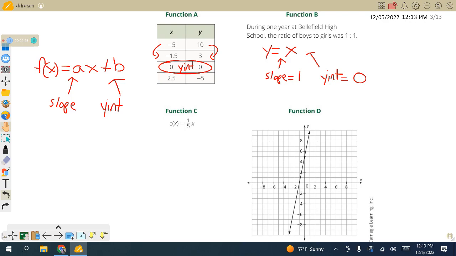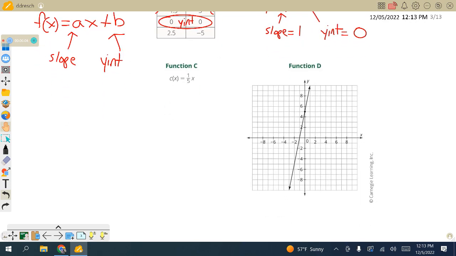So we're going to keep identifying those key features. On the bottom one, we have an equation. You should be able to quickly tell me those two things now. What's the slope? What's the y-intercept? What do we have here? What's the slope on letter C? The slope is? And what's the y-intercept? I don't have it right there, do I? So the y-intercept is 0, and we said the slope was a fifth.